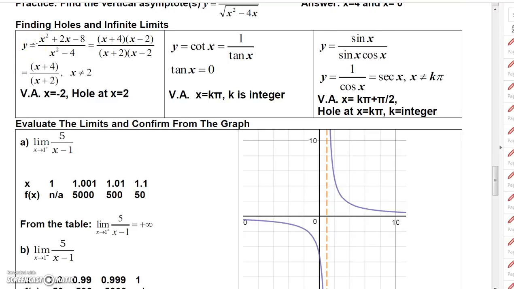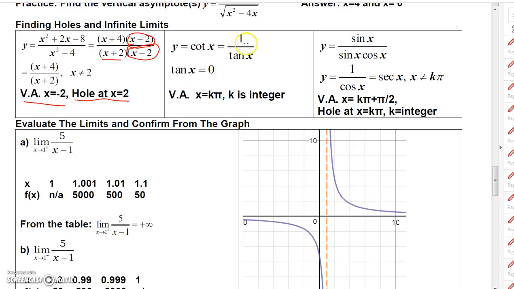So if I want to find holes and infinite limits, then basically what I've got to do here, if you factor this, the top's going to factor into x plus 4 times x minus 2, the bottom into x plus 2 times x minus 2. Since you have a common factor of x minus 2 on the top and bottom, then you're going to get a hole at x equal 2. And since negative 2 makes the denominator 0 but doesn't make the top 0, you're going to get a vertical asymptote at negative 2.